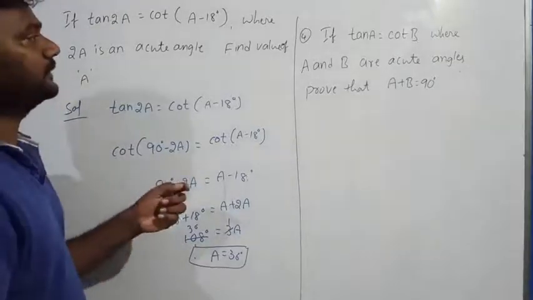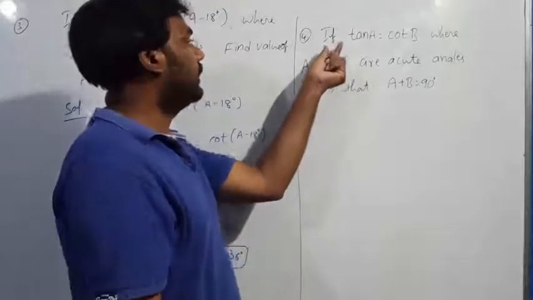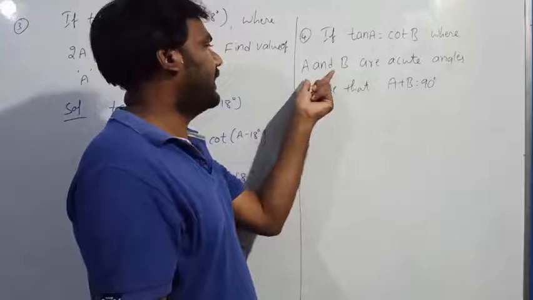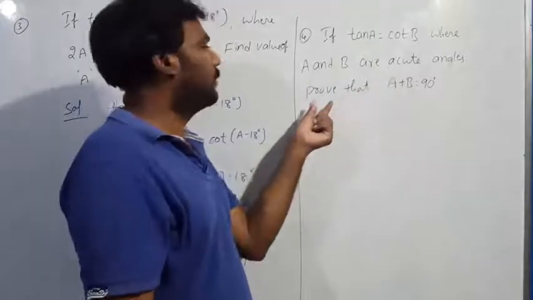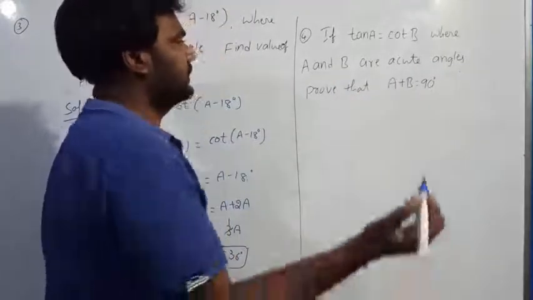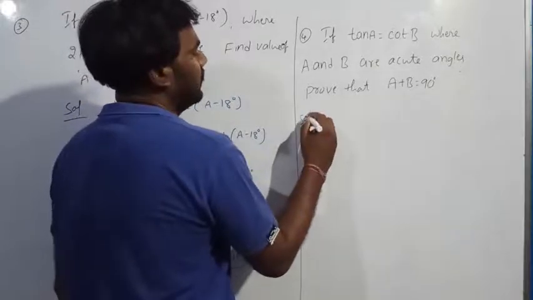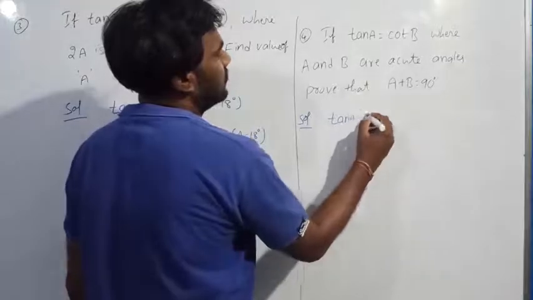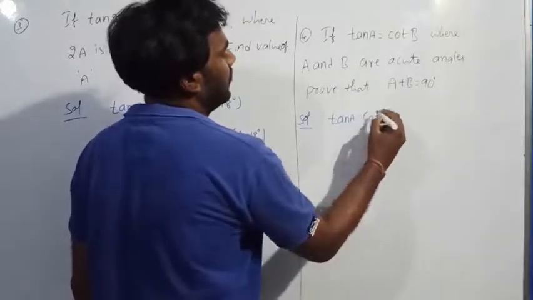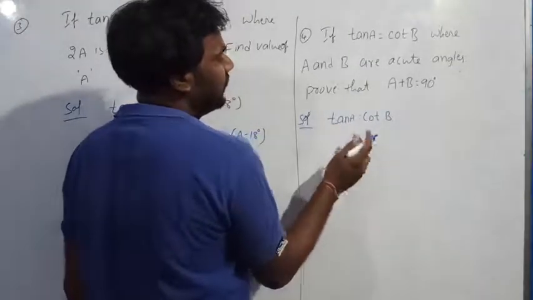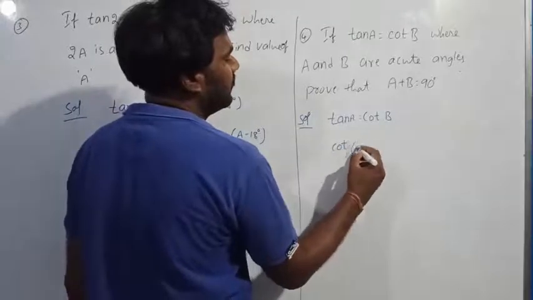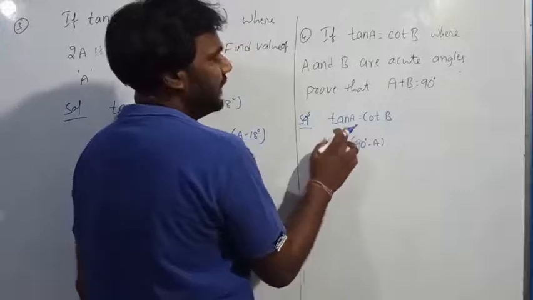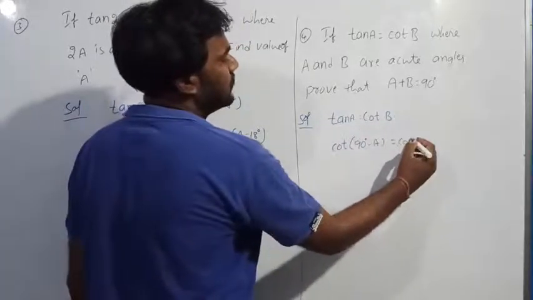Okay friends, next, the fourth one. If tan a equals cot b, where a and b are acute angles, prove that a plus b equals 90 degrees. What is given? Tan a equals cot b. Again it can be changed in terms of cot. So tan a is cot of (90 minus a), so cot of (90 minus a) equals cot b.